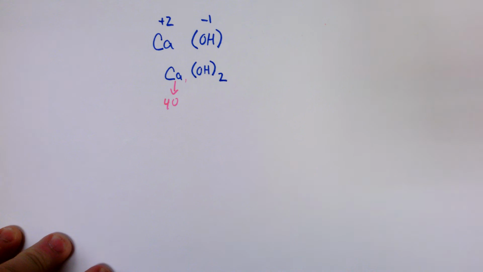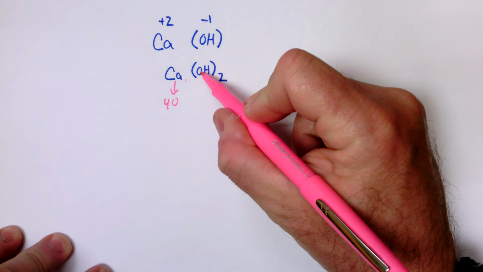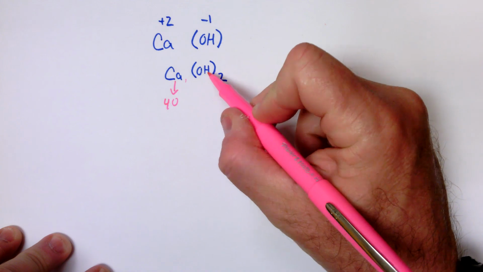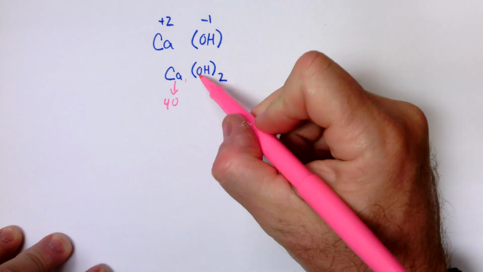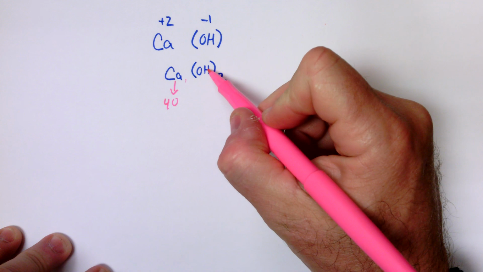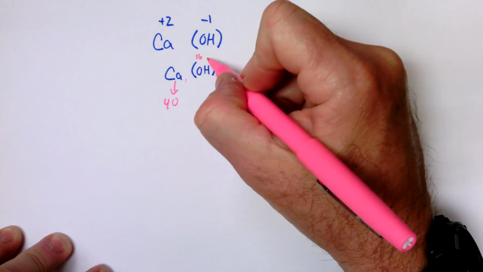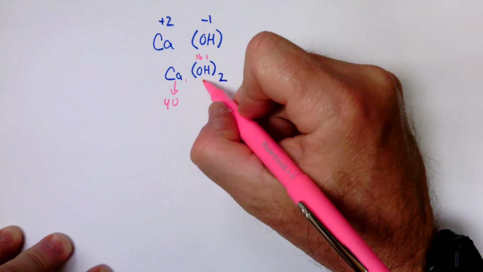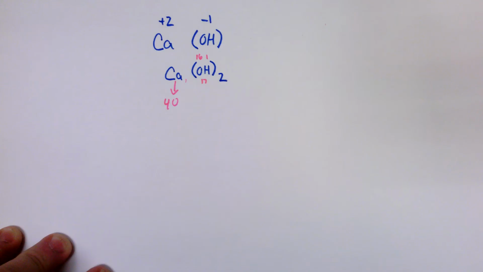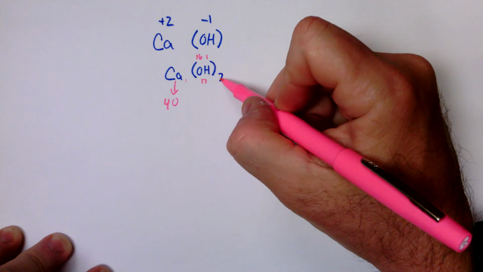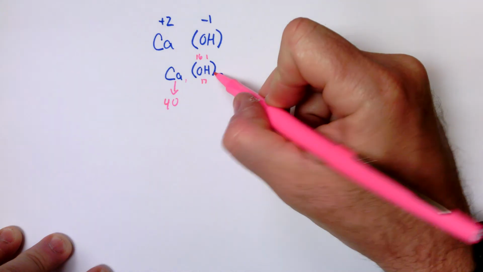That's easy enough. But the problem becomes the hydroxide. A hydroxide unit is 1 oxygen and 1 hydrogen. Well, oxygen is 16, hydrogen is 1, so together the mass of this thing is 17. But there's 2 of them.